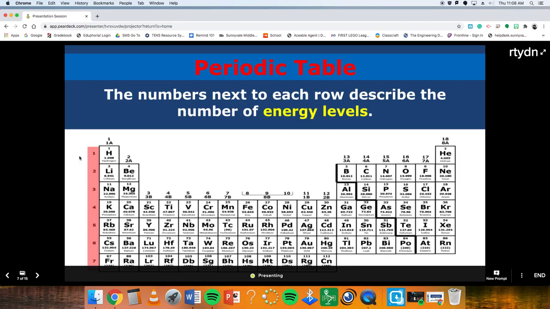So these rows that go left to right, they really don't mean anything. The only information you can deduce from the rows is how many orbitals those elements have. So all of these elements here in row 6 have 6 orbitals. And that's all you need to know about that. Moving on.